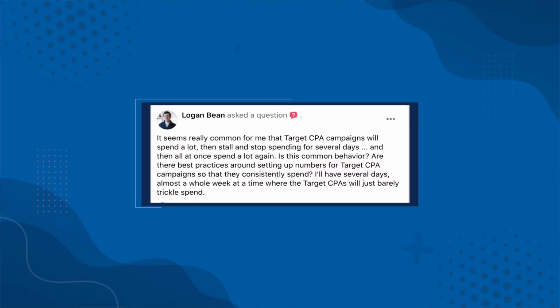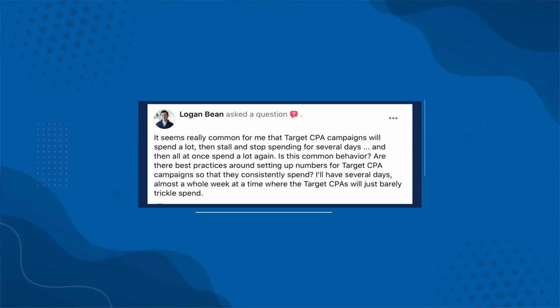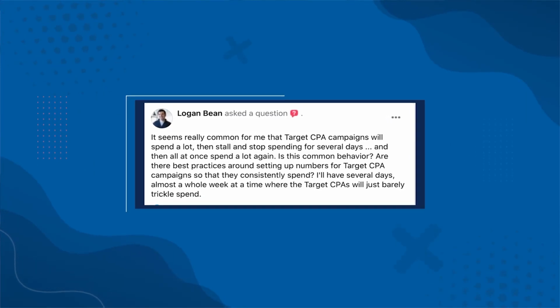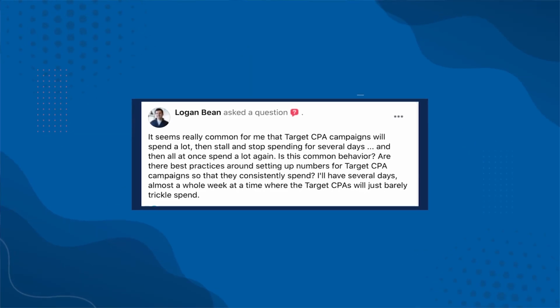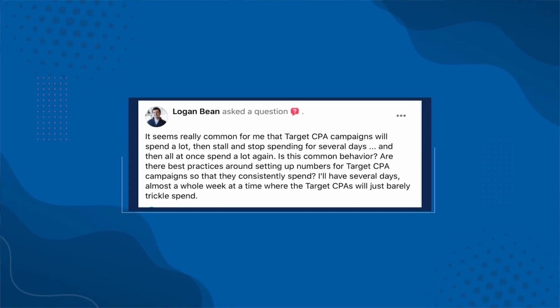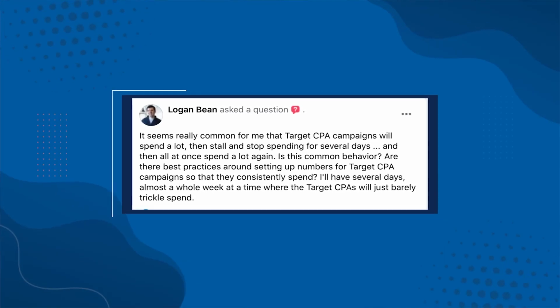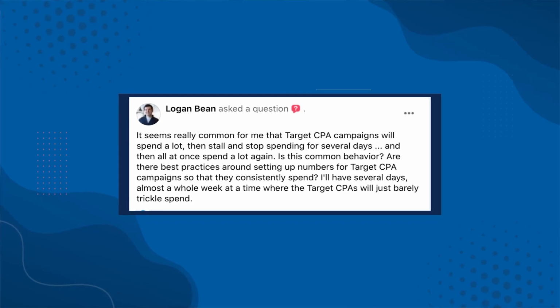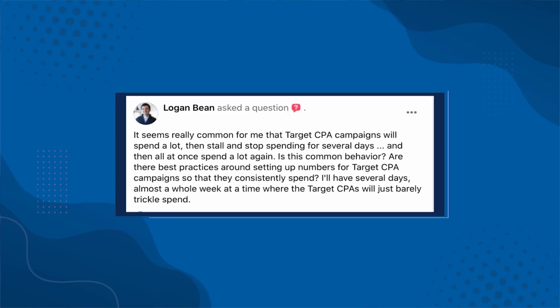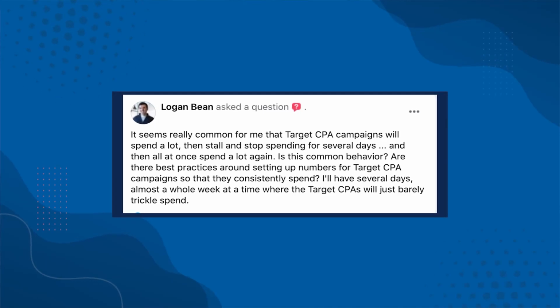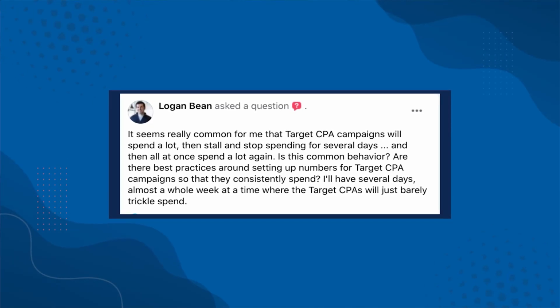And then the last one, guys, Logan Bean, he says, it seems really common to me that target CPA campaigns will spend a lot and then stall and stop spending for several days, and then all at once spend a lot again. Is this common behavior? Okay, are there best practices around setting up numbers for target CPA campaigns so they consistently spend? I'll have several days, almost a whole week at a time, where the target CPA will just barely trickle spend. All right, so you have a couple of questions within one here, Logan. So let me answer the first one. Is this common behavior? Yes, it is, right?